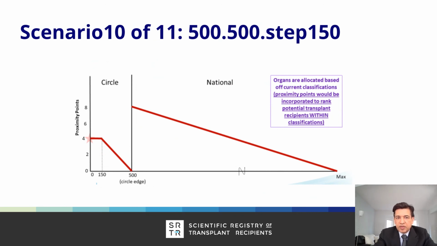Here is an example of scenarios that included a step function, and in these scenarios they contained a plateau of points inside the fixed distance circle. In this example, 4 points were awarded to all candidates within 150 nautical miles of the donor hospital. All candidates outside the 150 nautical miles but within the inner circle received less than 4 proximity points in a linear fashion.